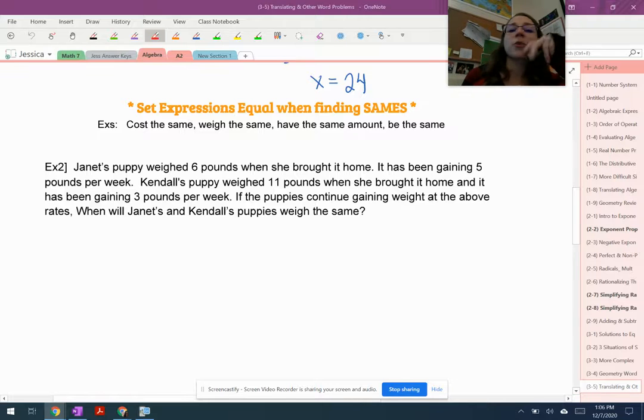Okay, so here we are, algebra, continuing on with 3-5. So the first part was the translating. This is the other kind of word problems. So this one focuses on setting expressions equal when you're finding sames.